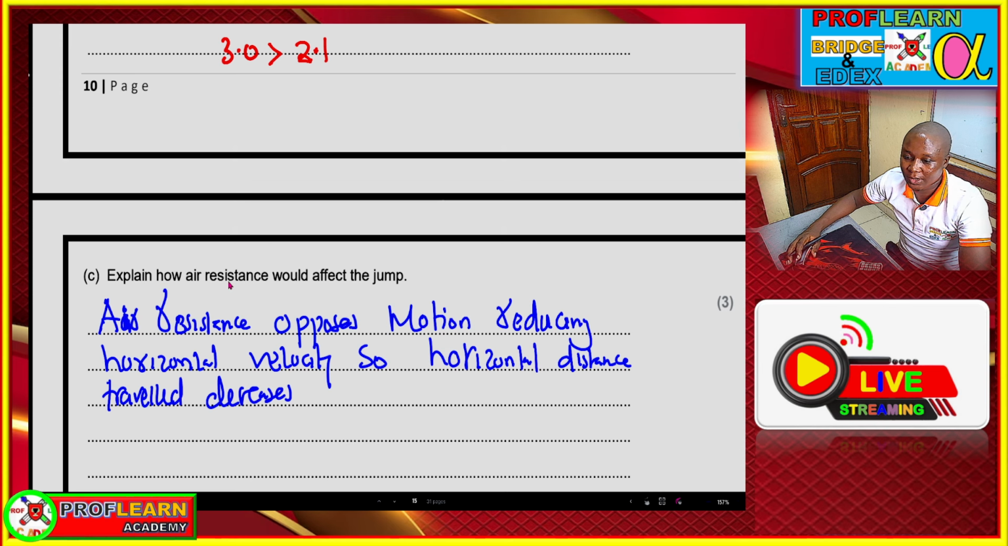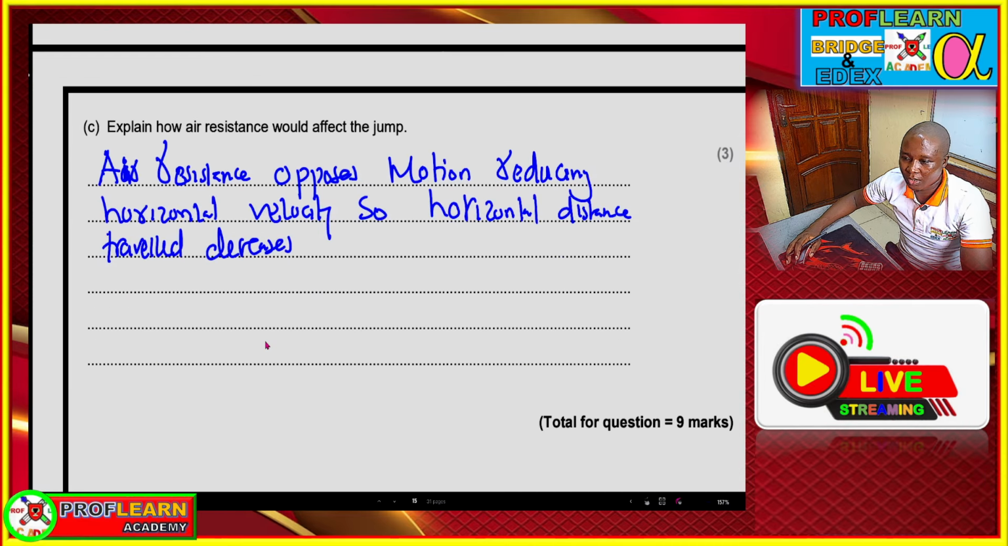Explain how air resistance is going to affect the jump. Air resistance is going to oppose motion in the horizontal direction, and this is going to reduce the time, so the horizontal distance traveled also decreases.